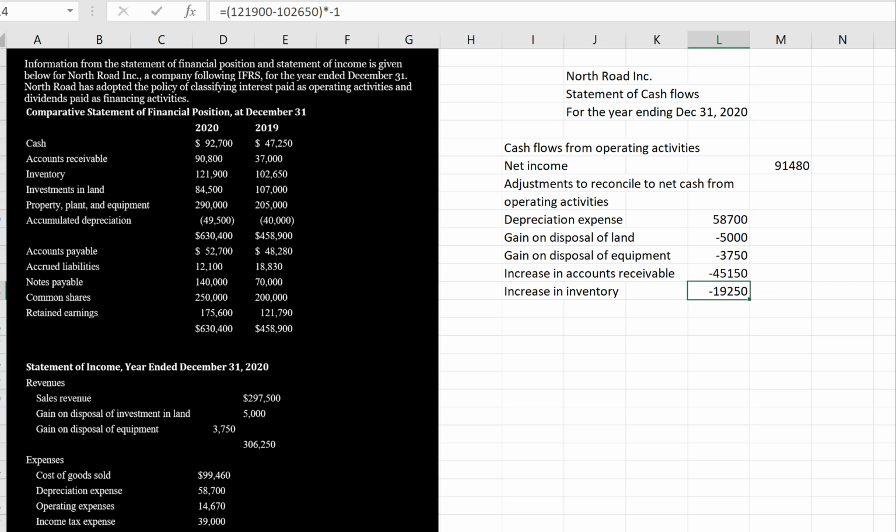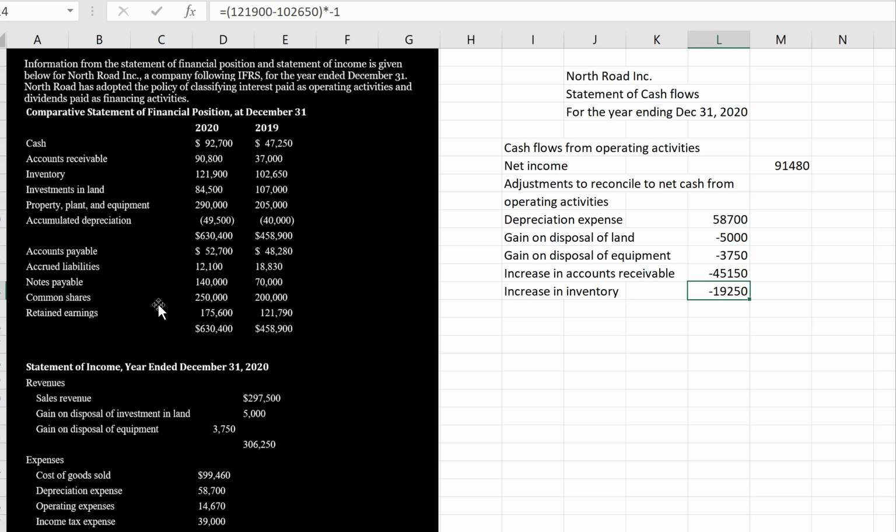So it looks like I've got all the current assets. We know we're not dealing with cash right now. I've got AR and inventory, and the investment in land is not a current asset. That wouldn't be expected to change in a year, so we'll leave that alone. PP&E, those are long-term assets.